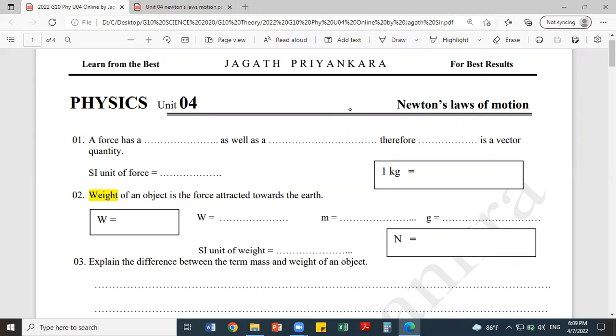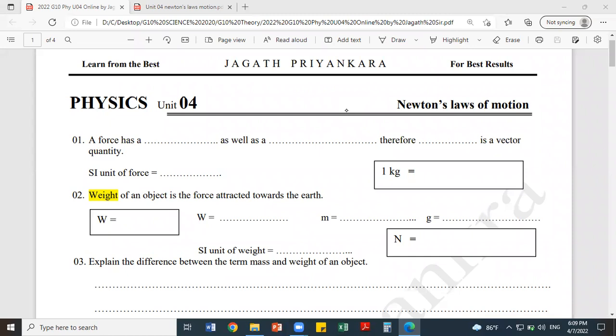So before we discuss Newton's laws of motion, let us discuss some basic information about force. You have learned under unit 2, force can be simply mentioned as a push or a pull, right? So force is a vector because it has a direction. I'm not going to explain that in detail because we have done this under chapter 2, unit 2, right?